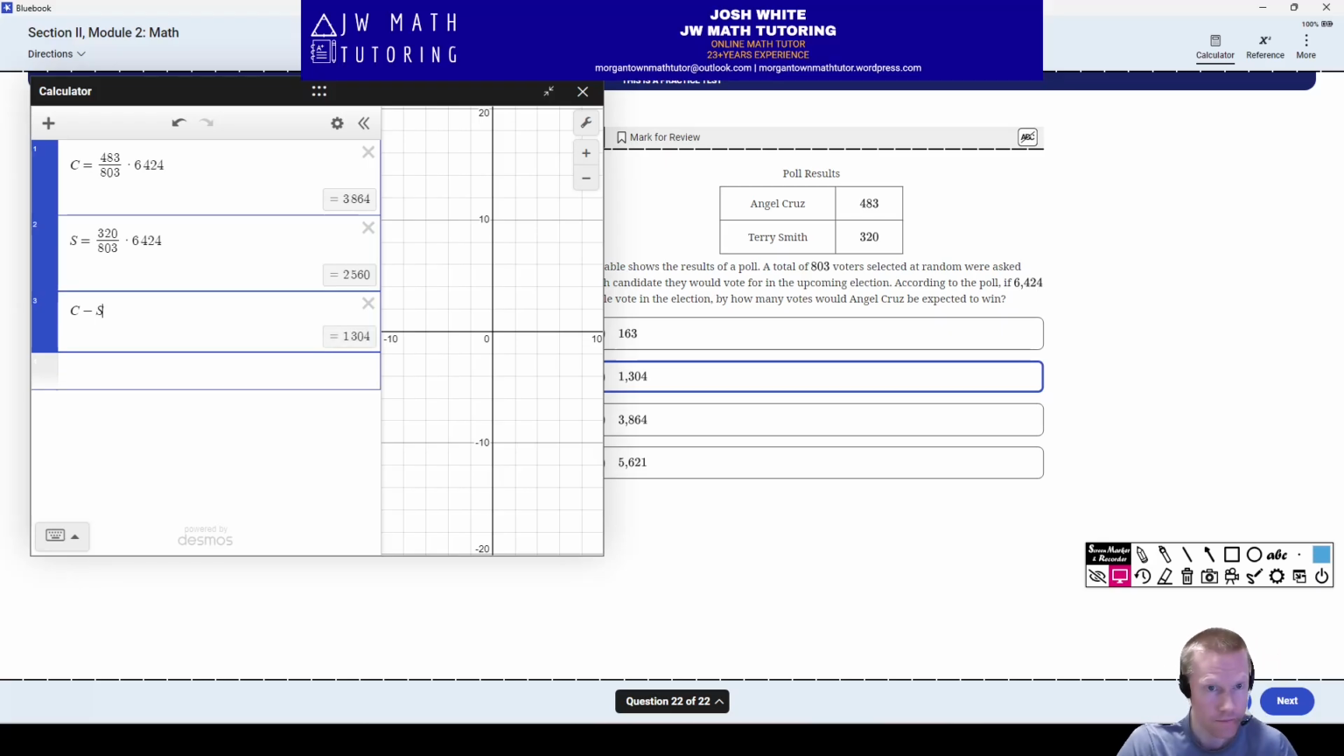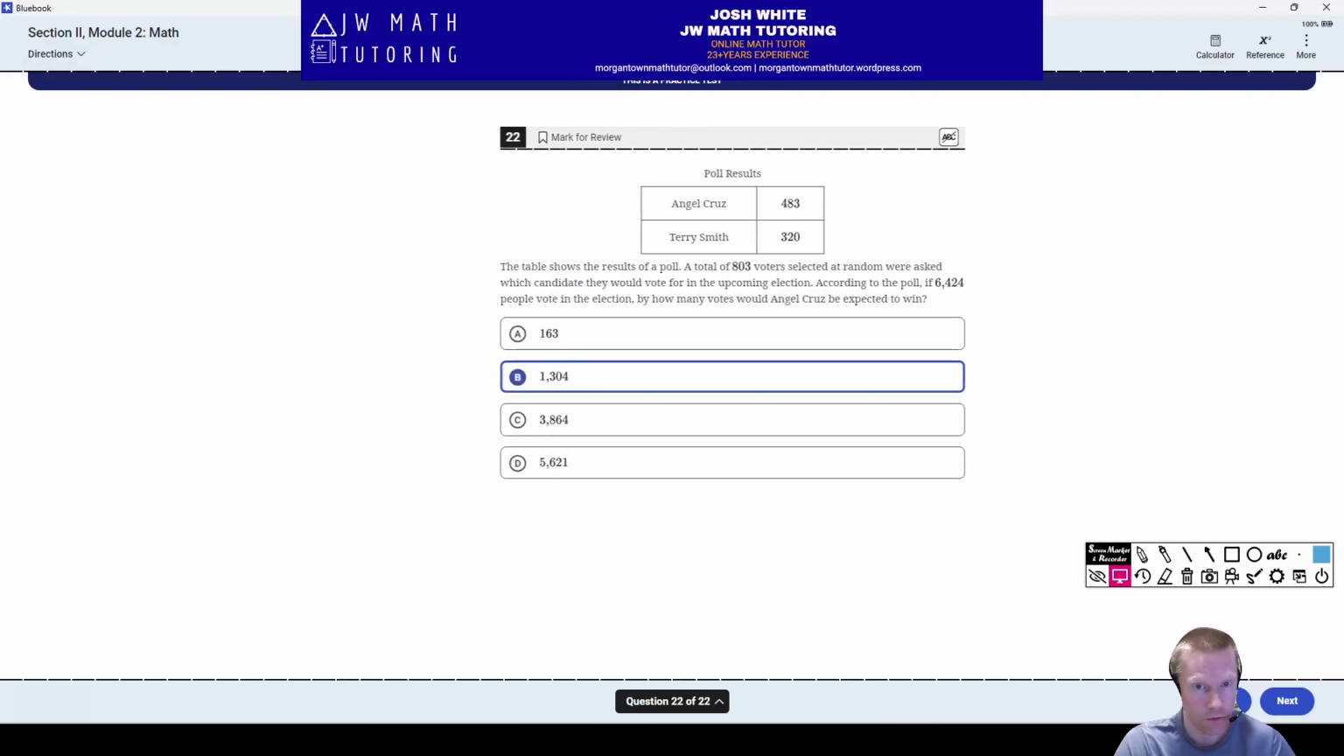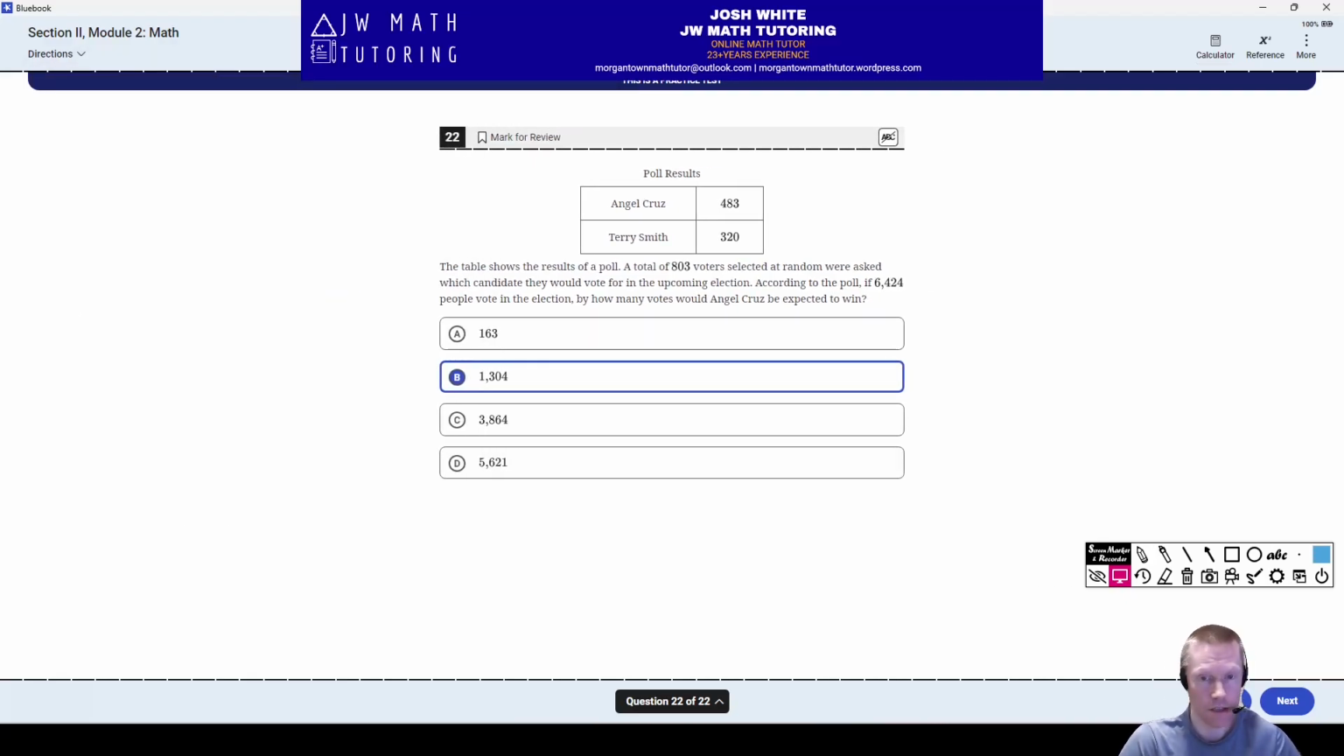Well, it's 1304. All right, you can see it's much quicker. We're just doing it all in the calculator rather than writing it up by hand. But we get the same answer. So again, it's letter B for this one.